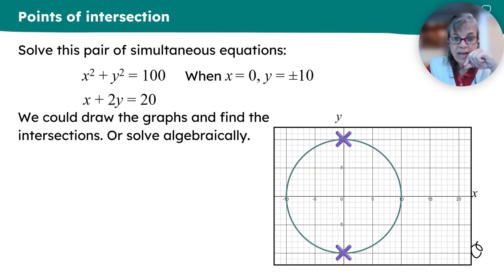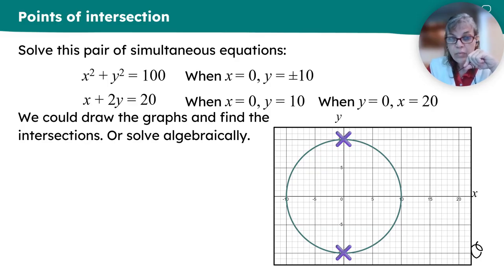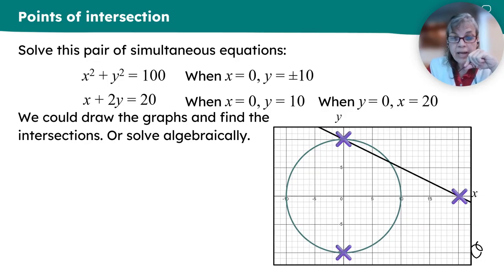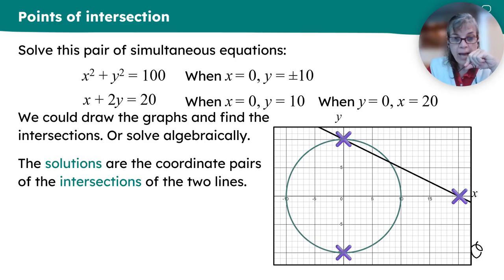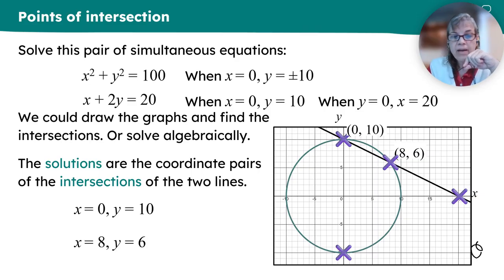If I graphed this line, I could find points by putting 0 in for x. That would be y is 10. Oh, I already have that point. That must be a point of intersection. And then I could put in, when y is 0, x is equal to 20, and then I would have enough points to make a line, and I can see where they overlap. Here are the solutions. They overlap at (0, 10), and it's a little hard to read, but they overlap at (8, 6) on this graph. And that would be my second pair of solutions.